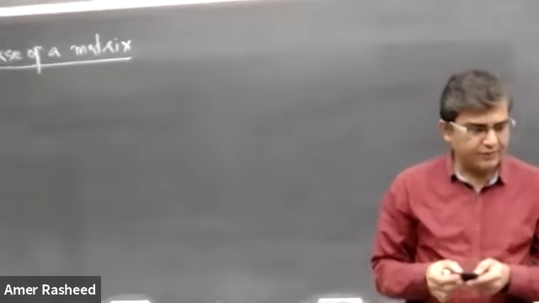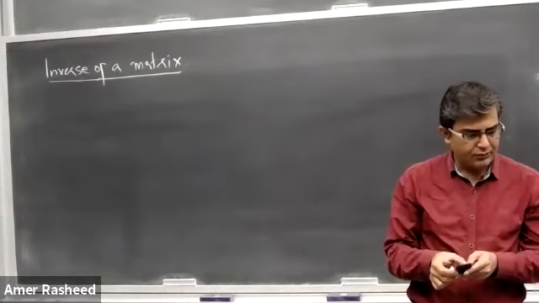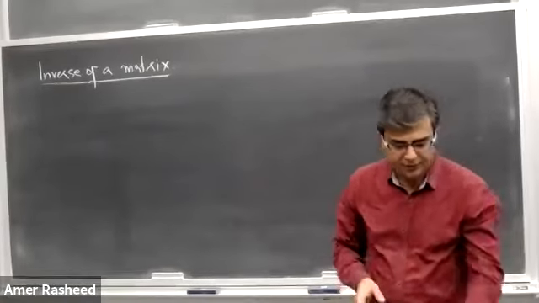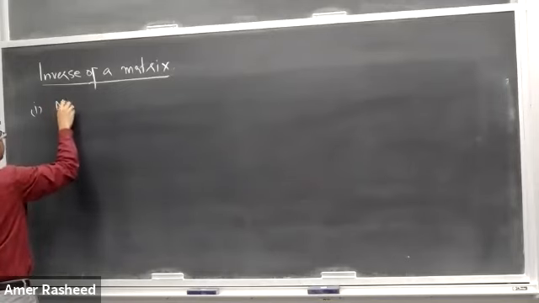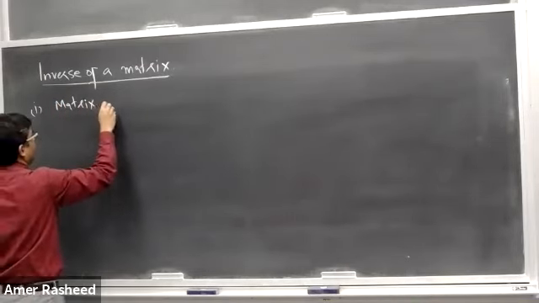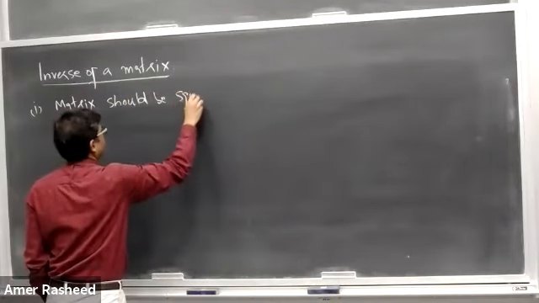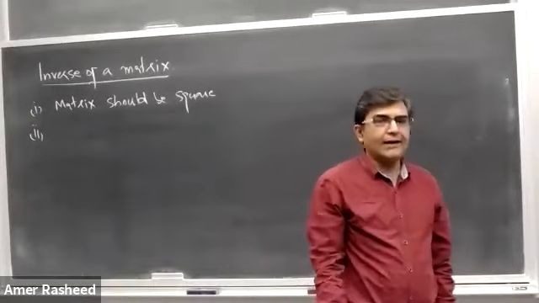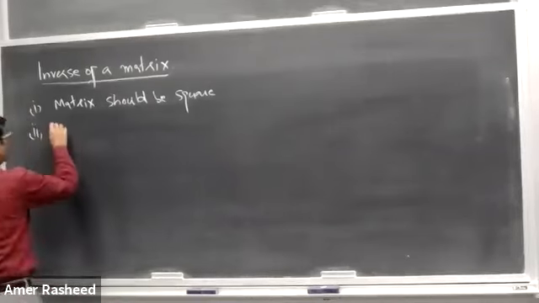Let me adjust this first so that you can see the board completely. We can only find the inverse of a square matrix. The first thing, the matrix should be square. The second thing, it is not always necessary that the inverse of any square matrix exists. Not always.